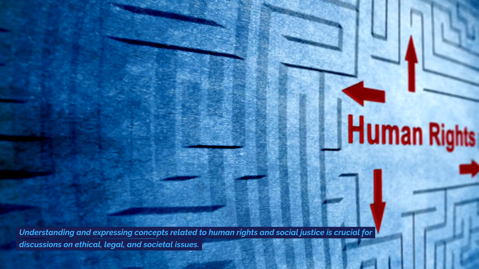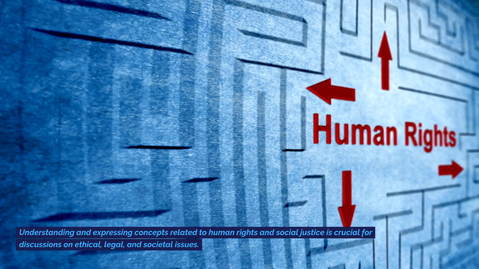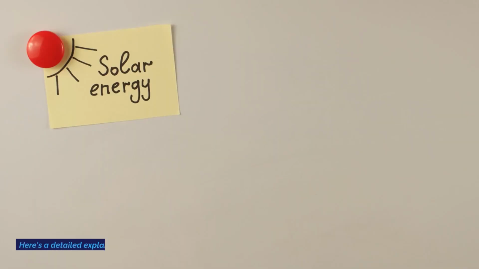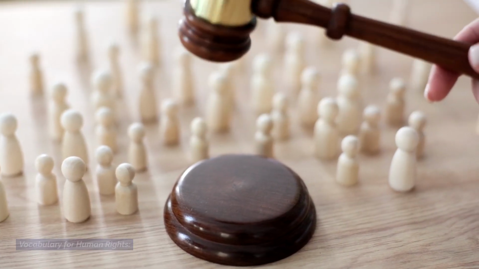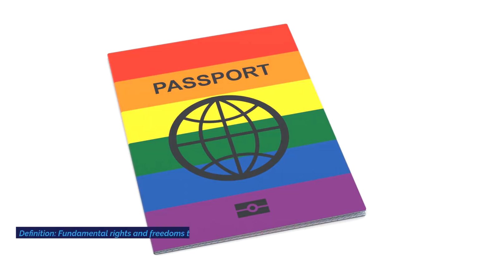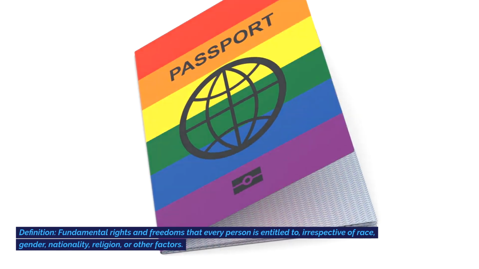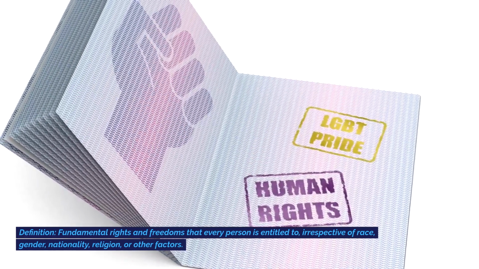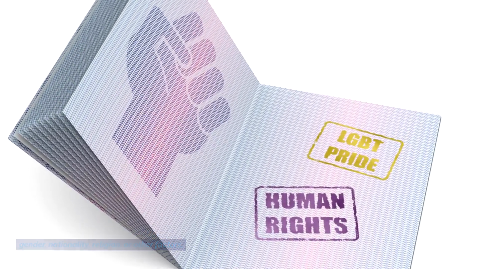Understanding and expressing concepts related to human rights and social justice is crucial for discussions on ethical, legal, and societal issues. Here's a detailed explanation with examples. Vocabulary for human rights. Human rights. Definition: fundamental rights and freedoms that every person is entitled to, irrespective of race, gender, nationality, religion, or other factors.